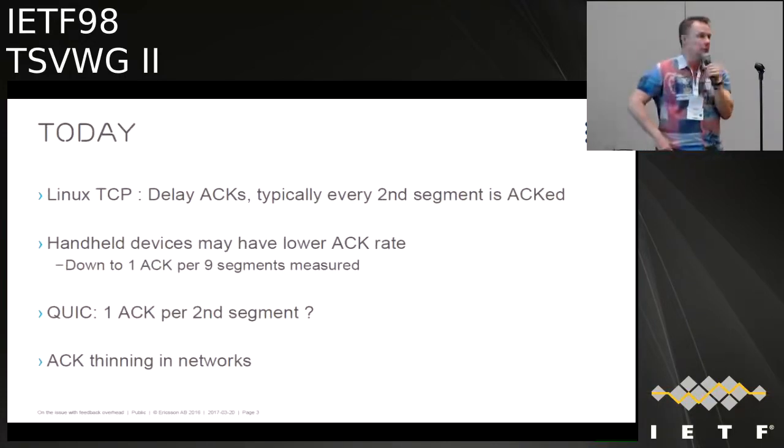If we look at implementations today, in the Linux TCP stack you typically have delayed ACKs, which means that every second segment is ACKed, when you run experiments between 2 Linux hosts. Handheld devices, on the other hand, may have a lower ACK rate. It seems they have a different implementation to reduce the ACK rate, and the measurements show 1 ACK per 9 segments, possibly even lower. So there is some potential to reduce the ACK rate already in the terminals or the stacks. QUIC currently seems to have 1 ACK per second segment.